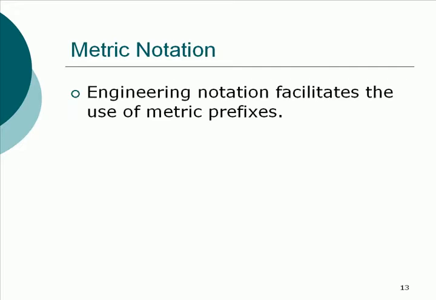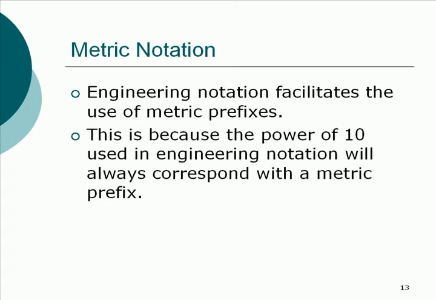Metric notation. Engineering notation facilitates the use of metric prefixes. And the reason for that is because powers of 10 that are used in engineering notation always correspond with a word or a metric prefix. That's why we force them to be integer multiples of 3, because those are the ones that have names, plus a few other odd ones.